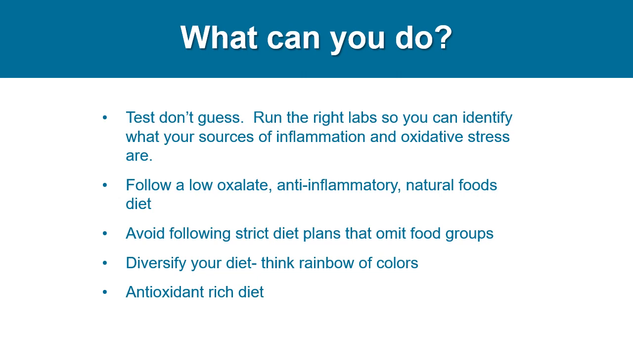Then you're going to want to follow a low oxalate, anti-inflammatory, autoimmune paleo, natural food diet, and avoid following any strict diet plans that omit large food groups long term, like the carnivore diet or a keto or veganism. I think we're omnivores. We should eat a little bit of everything. That's how we were equipped and built. Of course, sometimes these diets are helpful in the short term to reduce the body's inflammation, but long term can be actually counterproductive.